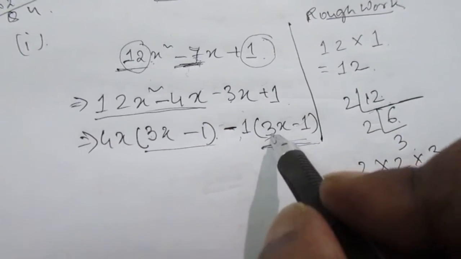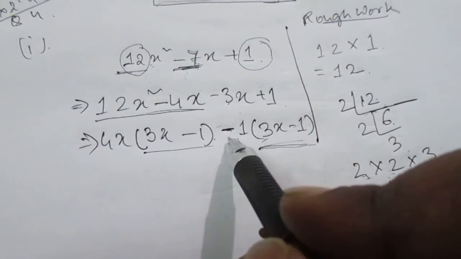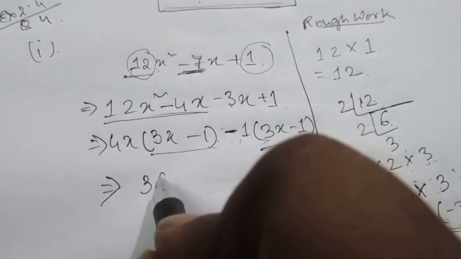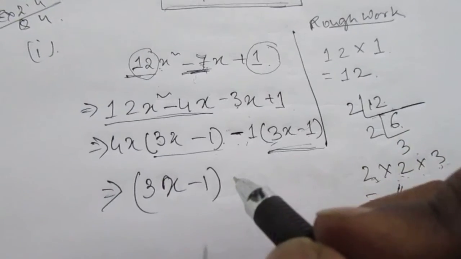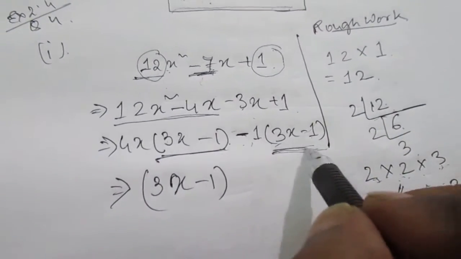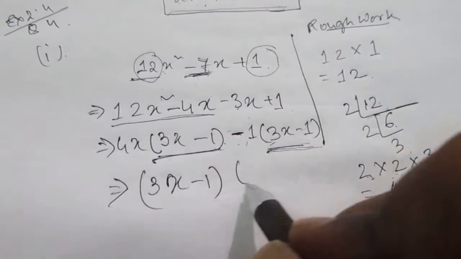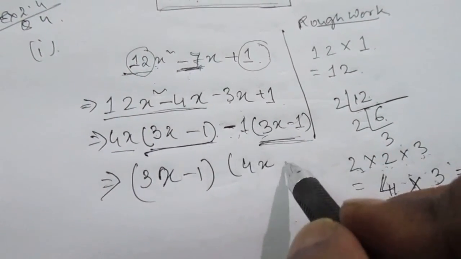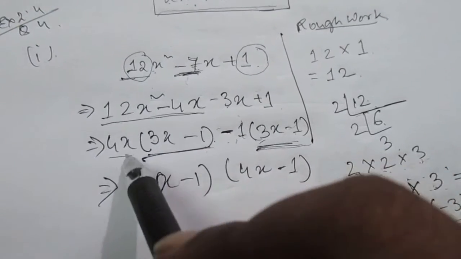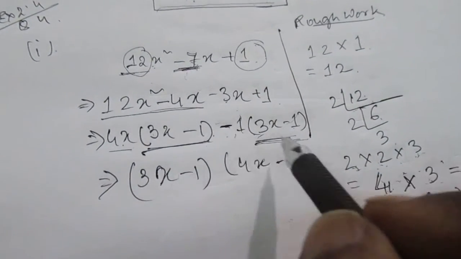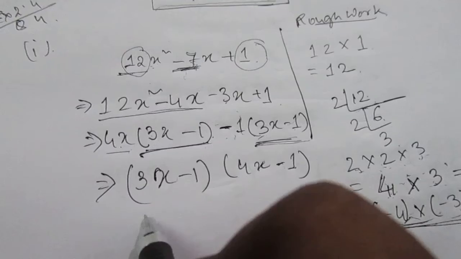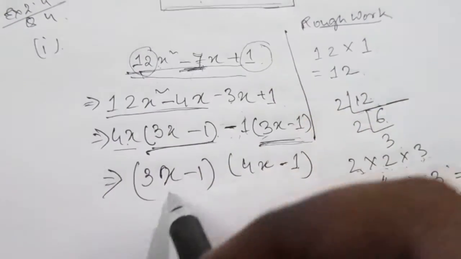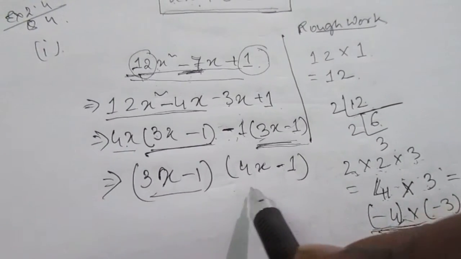So minus 1 into 3x will give me minus 3x, and minus 1 into minus 1 will give me plus 1. So from here we can take 3x minus 1 common. Here is also 3x minus 1, here is also 3x minus 1. And what is left? Here is 4x, and here is minus 1. So the factors of this quadratic polynomial are 3x minus 1 into 4x minus 1.